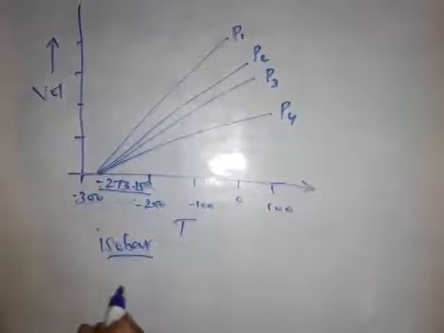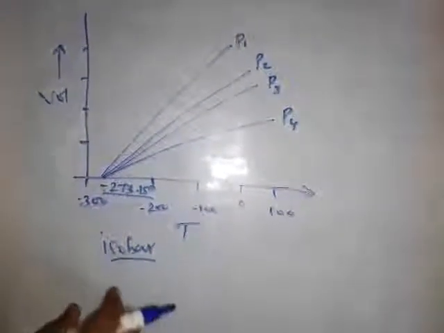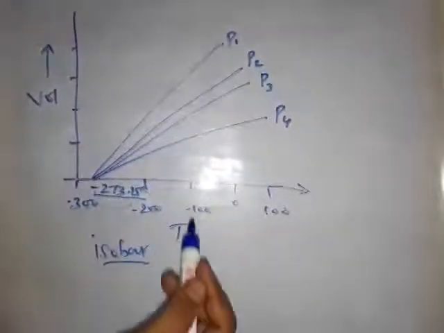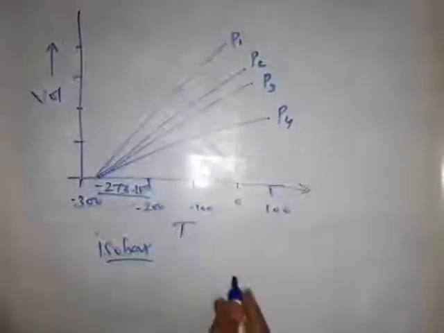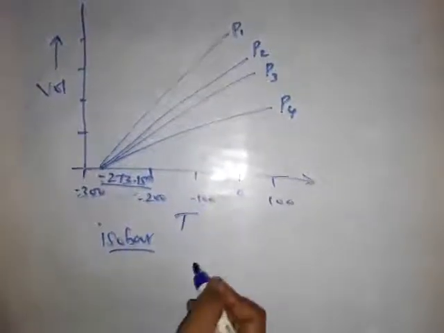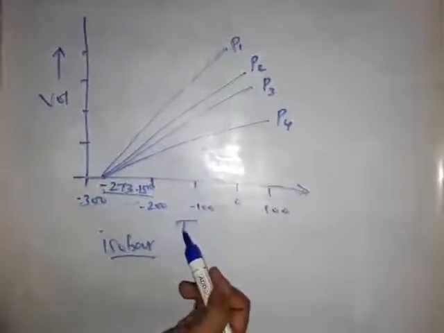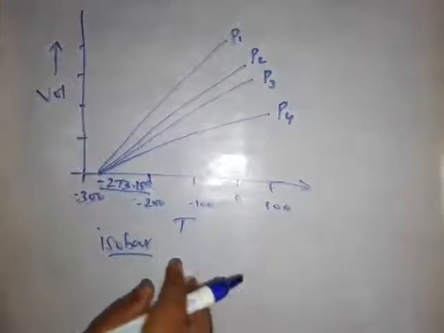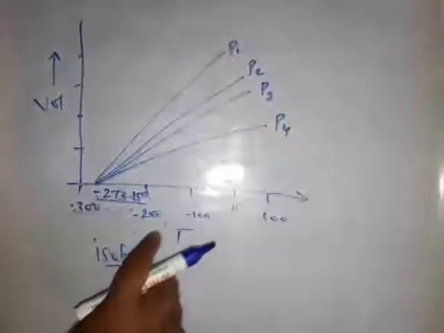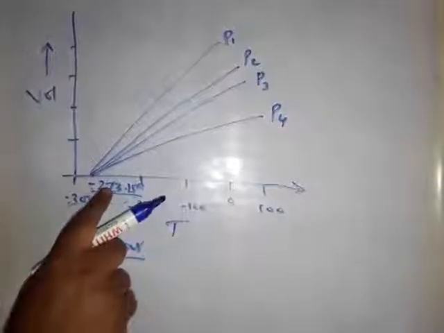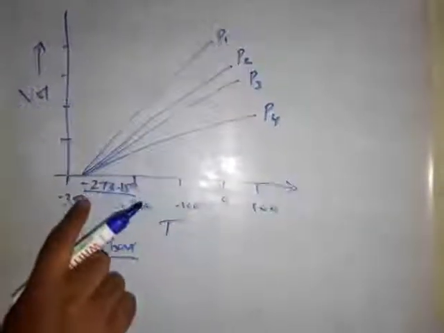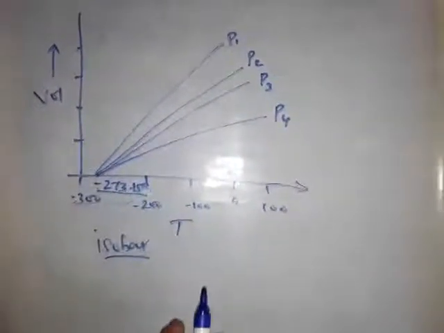Here, the value of T is minus 273.15 degrees Celsius. So the volume of gas at minus 273.15 degrees Celsius will be 0. This means the gas will not exist. In fact, all gases liquefy before this temperature is reached. So the lowest hypothetical or imaginary temperature at which gases are supposed to occupy zero volume is called absolute zero.